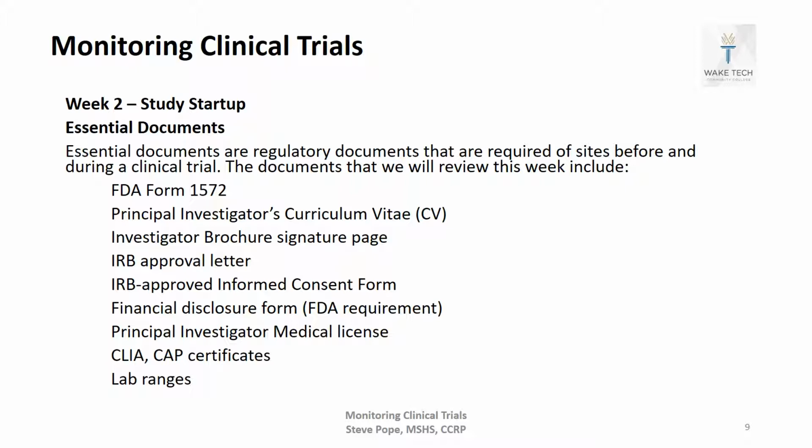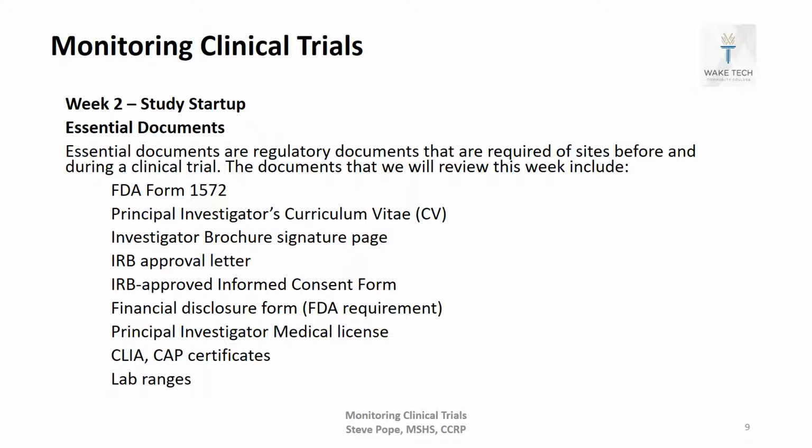The Investigator Brochure signature page. We want to make sure that the PI has received the Investigator Brochure and that they've indicated that they've read and understand it. We're also going to collect Institutional Review Board approval letters. We're going to get the IRB-approved informed consent form. We're also going to collect financial disclosure forms for all of the staff members that are listed on the 1572.